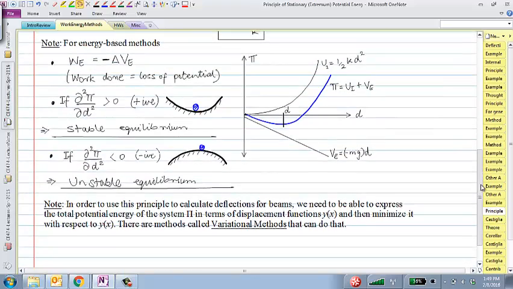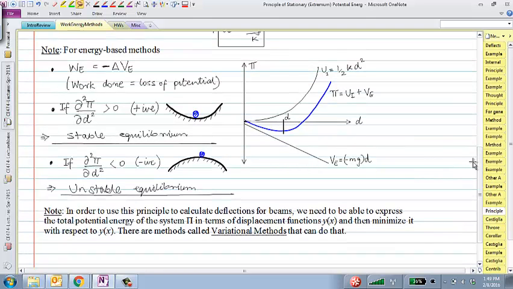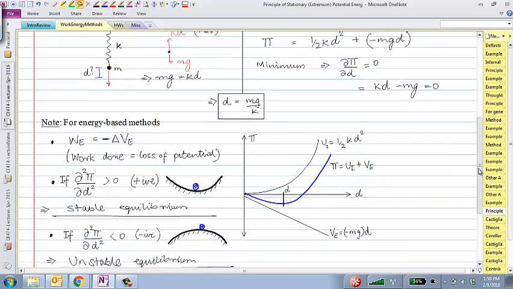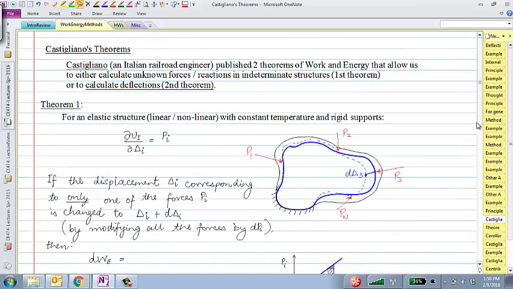All right. So without going into too much detail about how to calculate deflections using this method, we are going to make use of this principle to talk about a couple of theorems that structural engineers devised. One of the theorems was devised by an Italian structural engineer, or actually a railroad engineer, by the name of Castigliano.